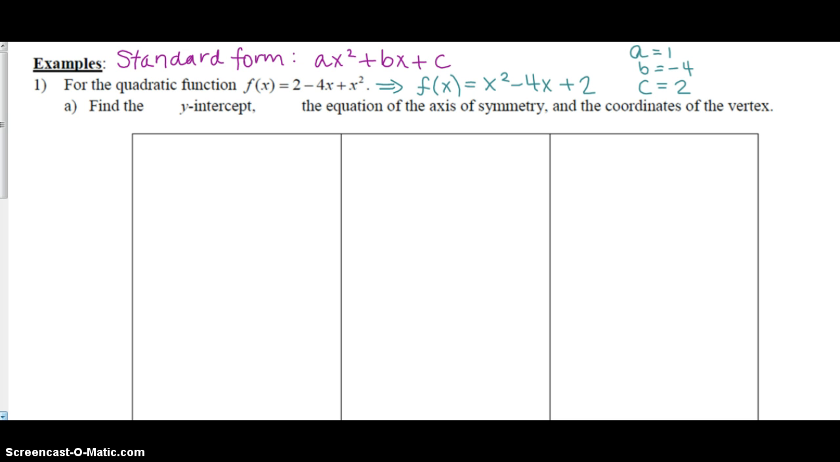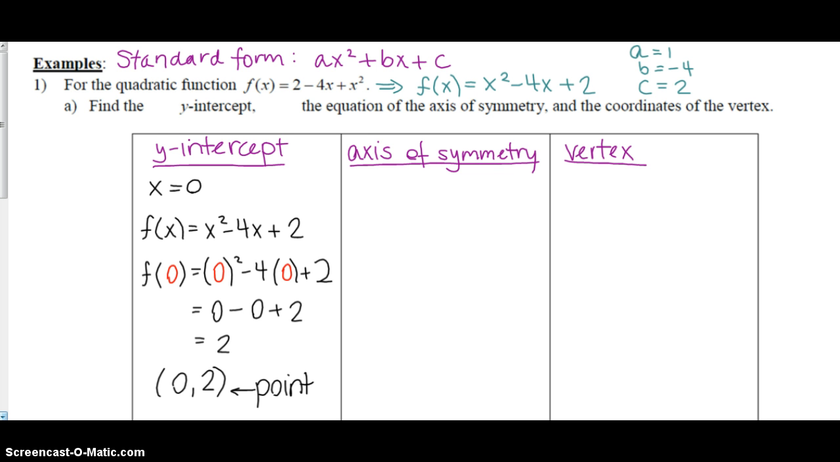Now, in these boxes, what we're going to be doing is finding the y-intercept, the axis of symmetry, and the vertex in each of those three boxes. So pause the video and try to work it out on your own using the notes from the previous page. Then turn the video back on and check your answers.